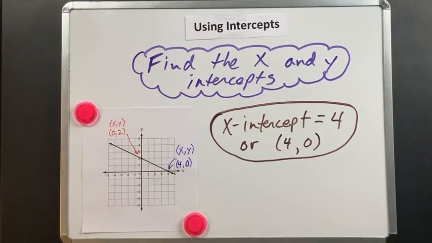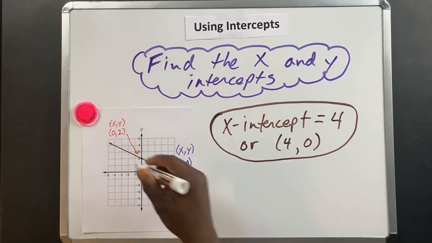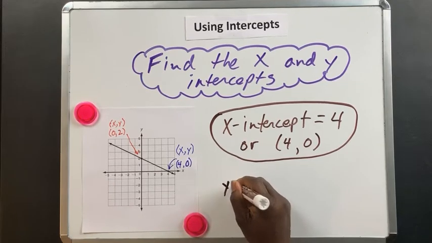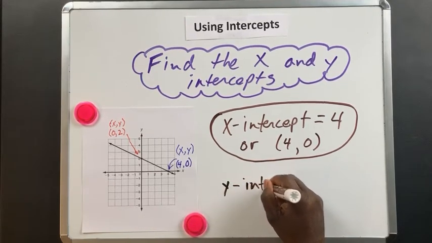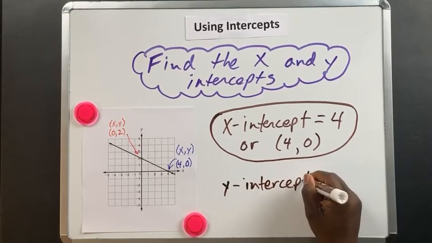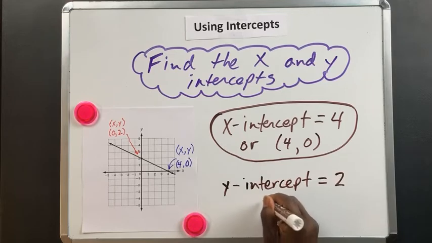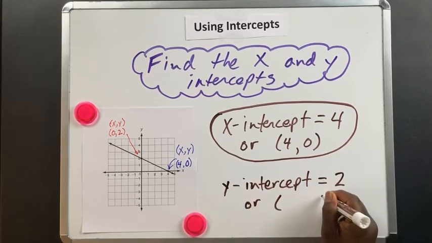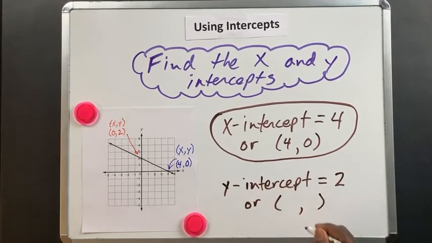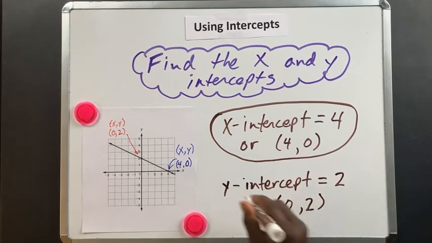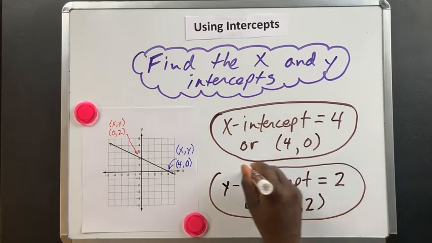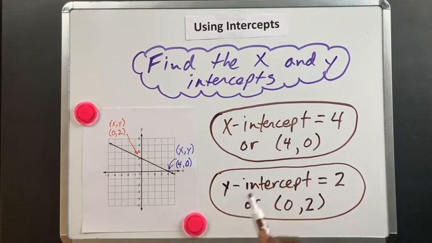In this case, our y-intercept equals positive 2, or we can write it as an ordered pair where x is 0 and y is positive 2. So there we have it. That is how you find the x-intercept and the y-intercept.